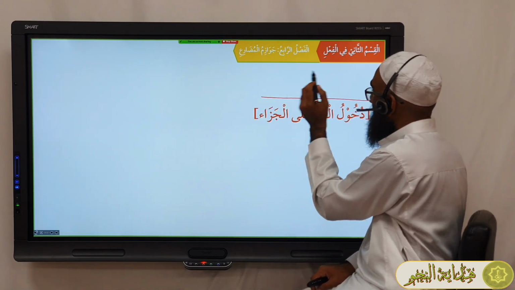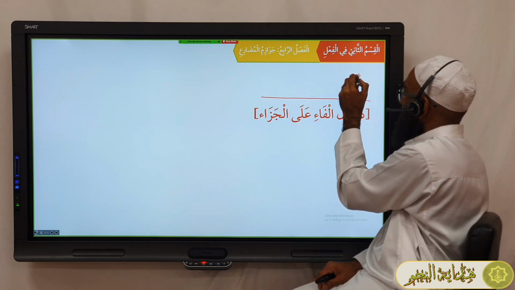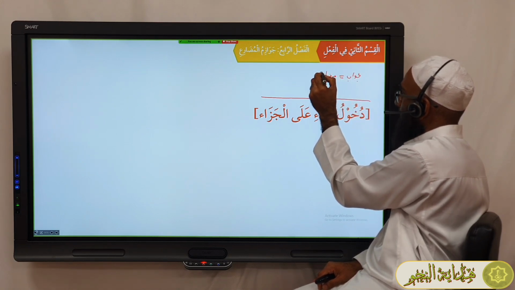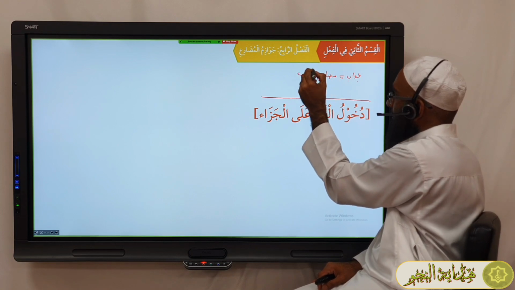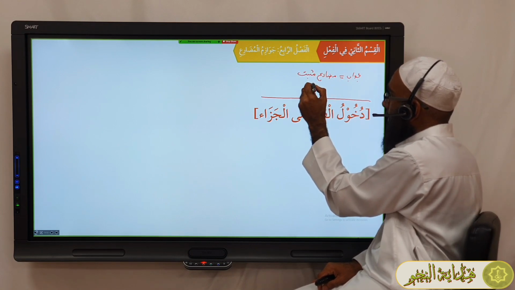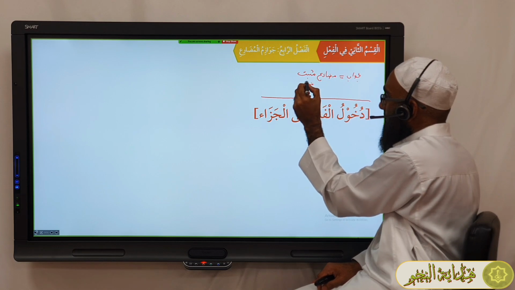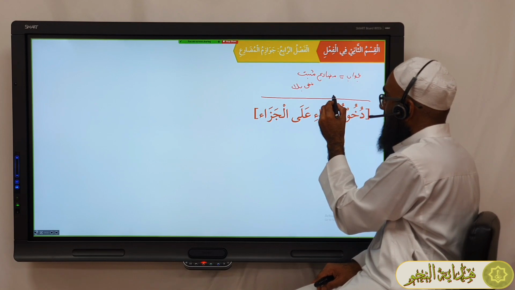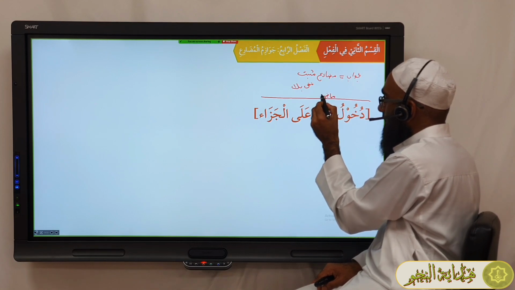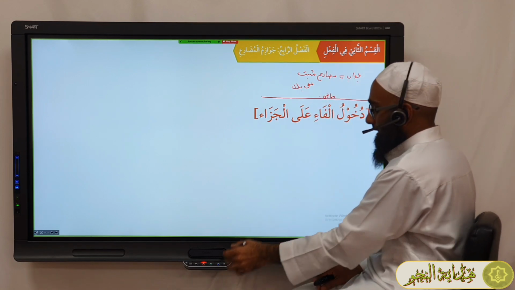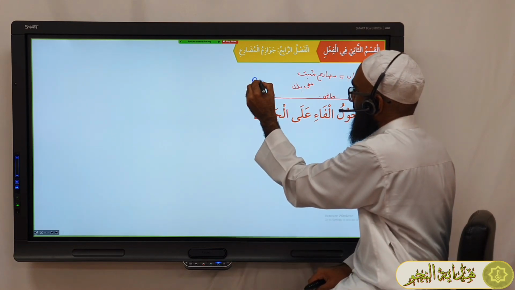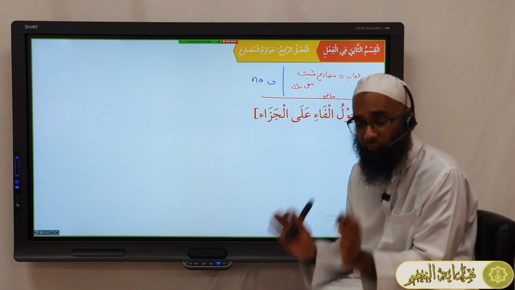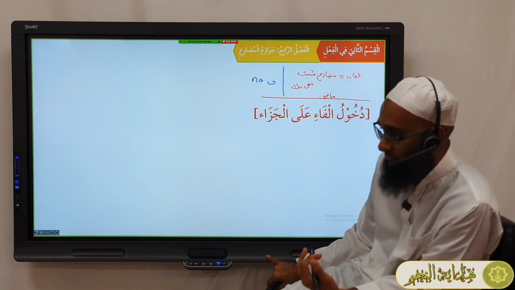Before we go into that, a simple rule of thumb: if the Jawab is either a simple Mudari Muthbat, or a Mudari Manfi but the negation comes with la, or if it's Madi on its own, no qad, nothing, then in these cases you see here, no fa. And apart from these, as a rule of thumb, most cases will have a fa.